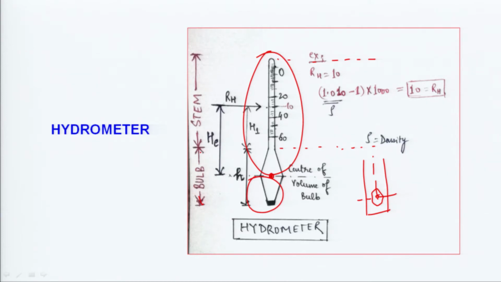Let us say we placed it and the reading came out to be 10. So if the reading is 10, if we divide it by 1000 and then add 1 to it, we will be getting the density of the soil suspension. Similarly, if we know the density already, we will be subtracting 1 and then multiplying it by 1000. So we get RH equal to 10.